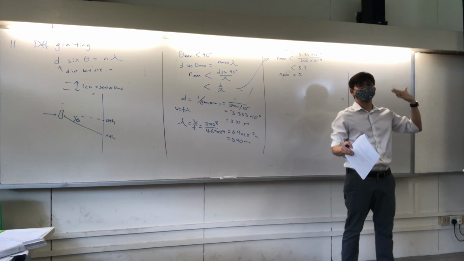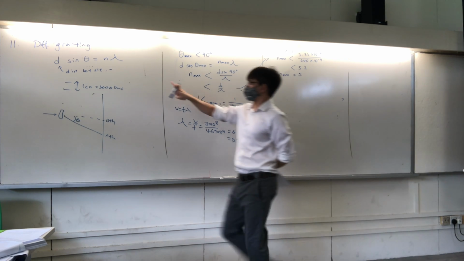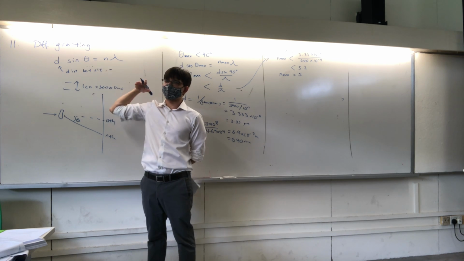The central maximum starts from 0. Because when I substitute n equals 0, I get theta equals 0, it goes straight through, right?